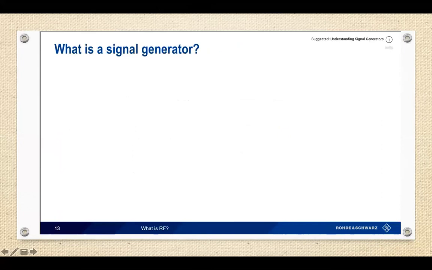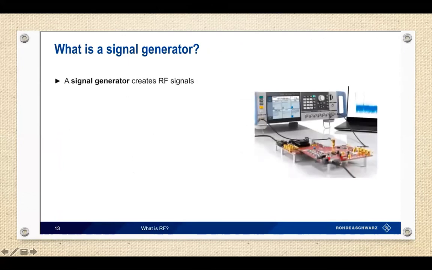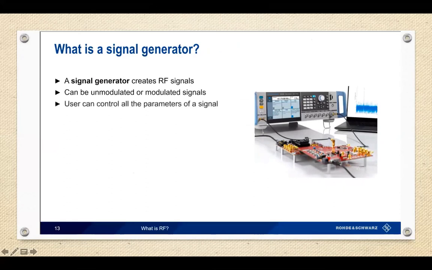In the real world, radio frequency signals come from various devices, such as your cell phone, a car remote, a GPS satellite, etc. An instrument called a signal generator can be used to create the different types of RF signals needed to design and test RF devices. These signals can be simple, unmodulated signals, or can be complex modulated signals like those used in most wireless communication systems. A signal generator allows the user to control all of the parameters of the signals that it generates, including power, frequency, and modulation. Most signal generators are used for testing devices during design and debug, and therefore they're primarily found in labs.